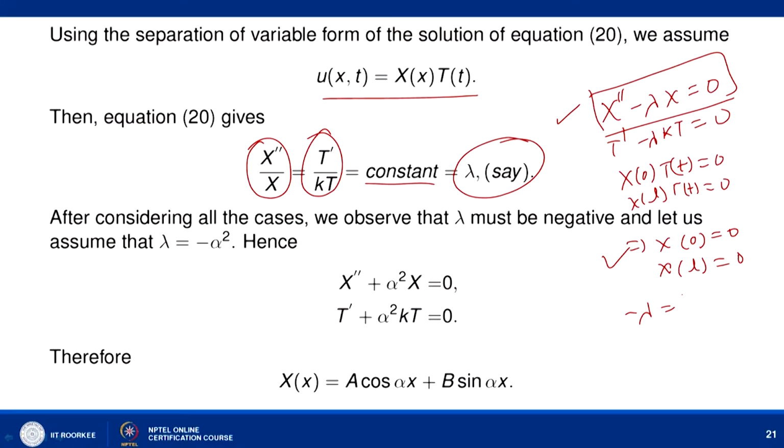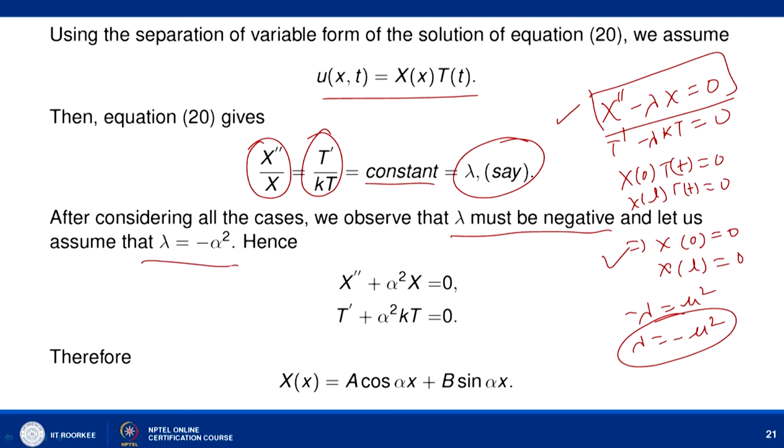So it means that here we will take that lambda must be negative. Minus lambda is taking a positive value, say mu square, it means that lambda is equal to minus mu square. So, it means that lambda is a negative value. So, based on this discussion, we can say that we observe that lambda must be negative, and let us assume that lambda equal to minus alpha i square.